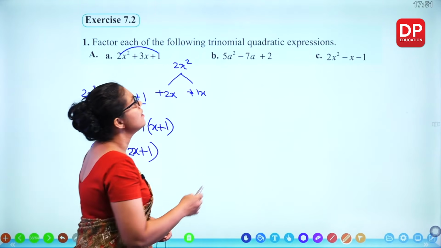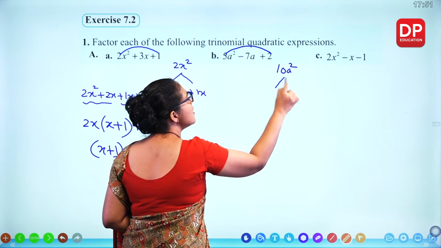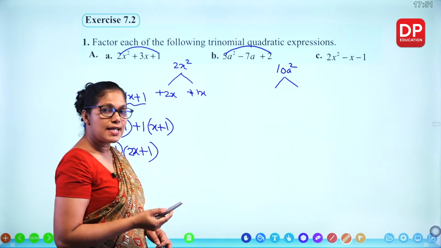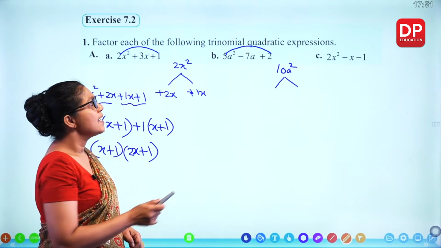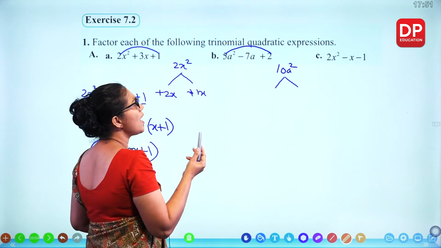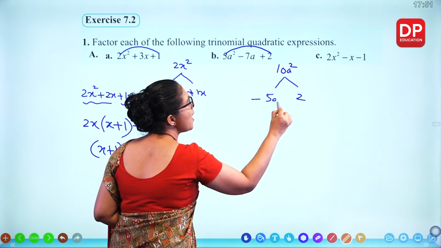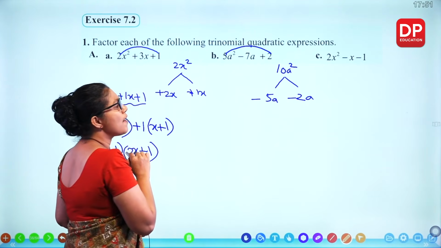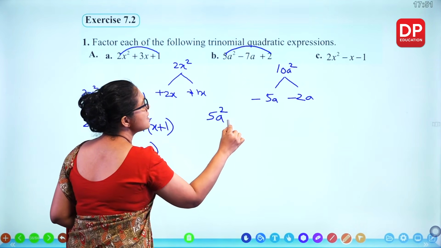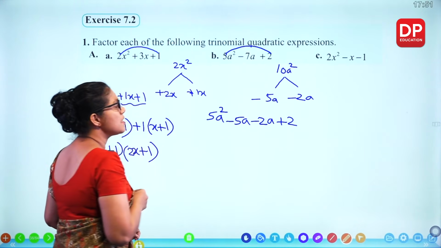Now in this one, multiply these two. You get 10a squared. Split 10 into 2 factors. The middle term is minus 7. So you have to take both minus because the last term is also plus. So what are the factors of 10? I can write 5 and 2. Both are minus. I can write minus 5a and minus 2a. So we can write the middle term as minus 5a and minus 2a and the last term is plus 2.